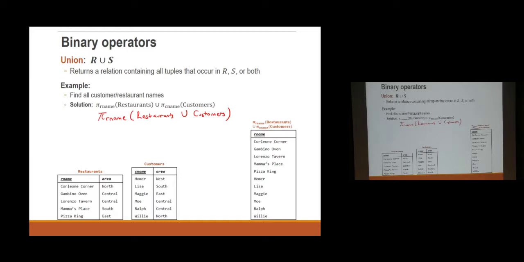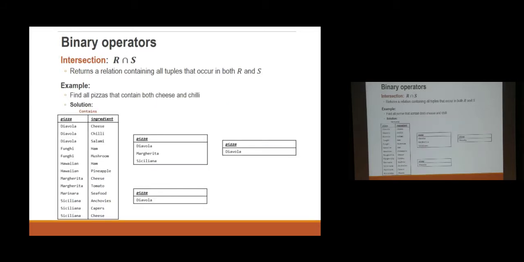The second one is intersection. So this is intersection. It must contain both. So what we can do is we can ask, find all pizzas that contain both cheese and chili. So we try to find an intermediate table. The intermediate table is this, which contains only cheese, and this contains only chili. And from here, we perform an intersection of that to get this.